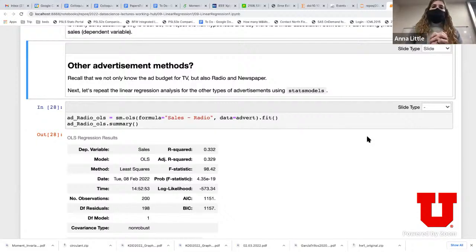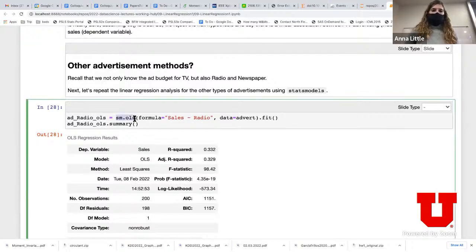So now let's repeat what we did, but looking at the other variables. We also had advertising with radio and advertising with newspaper. So here, let's do again with the .ols function, a linear regression of sales. Again, this is the right syntax. This is saying predict sales as a linear function of radio, and then we'll fit that linear model.